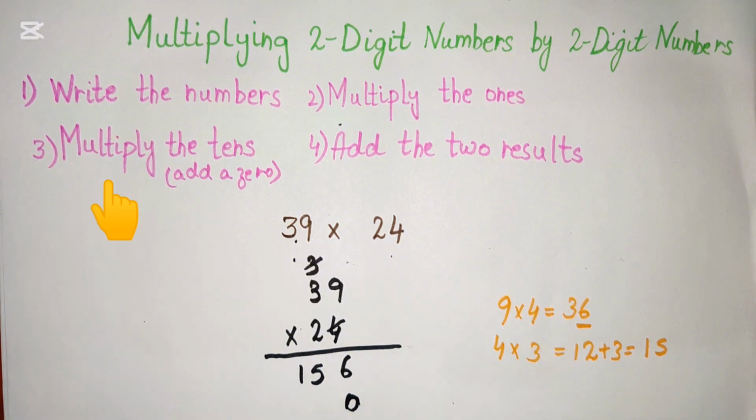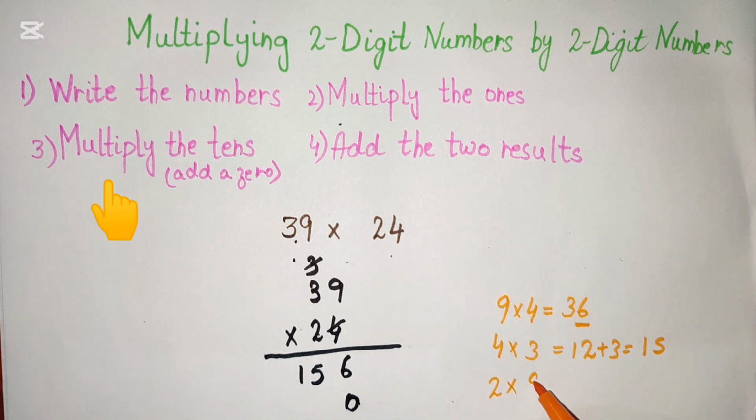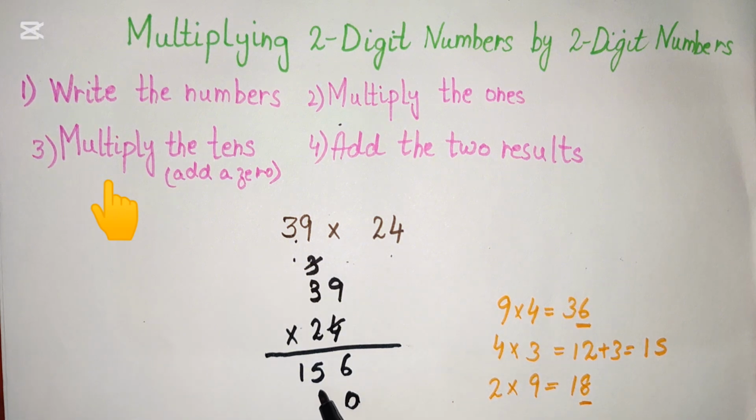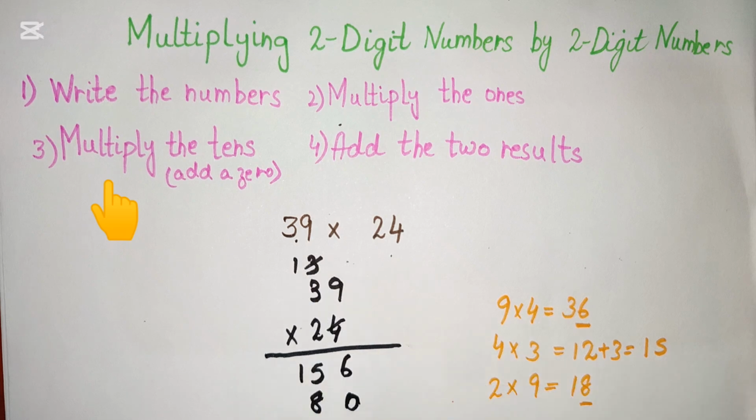Now we will multiply the tens. It means 2 nines. 2 times 9 is equal to 18. We will write 8 here and 1 on the top of the number.